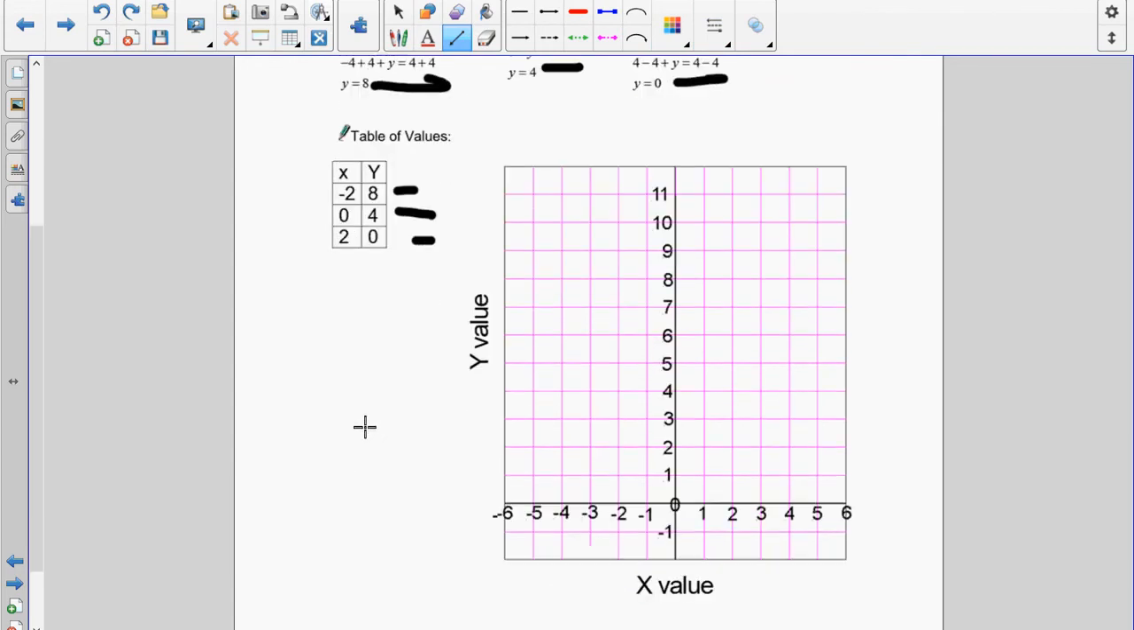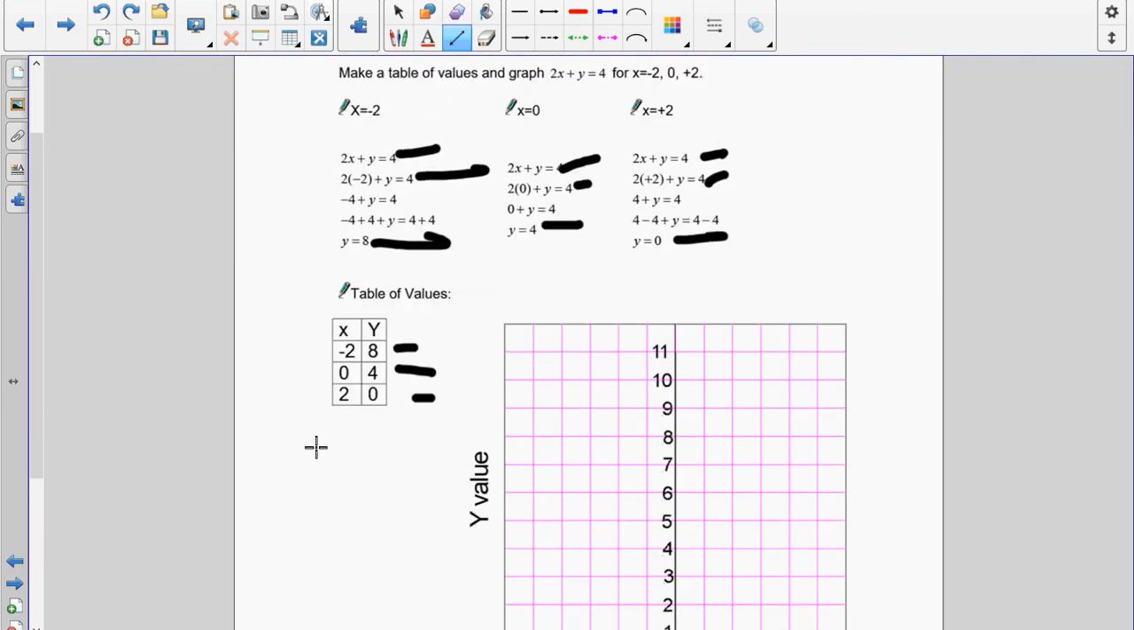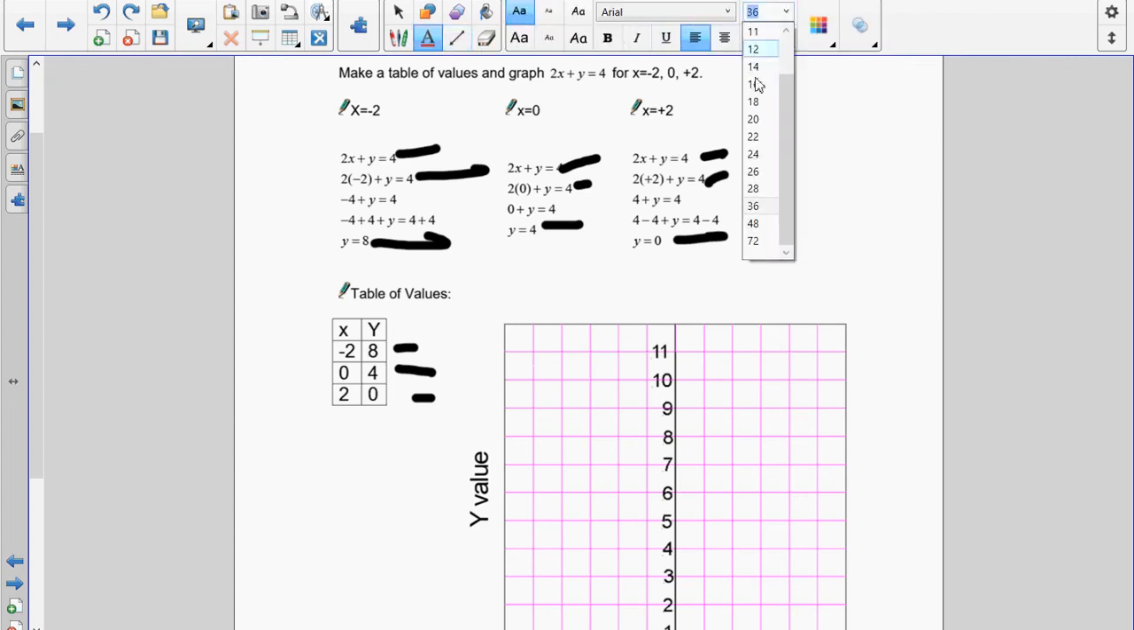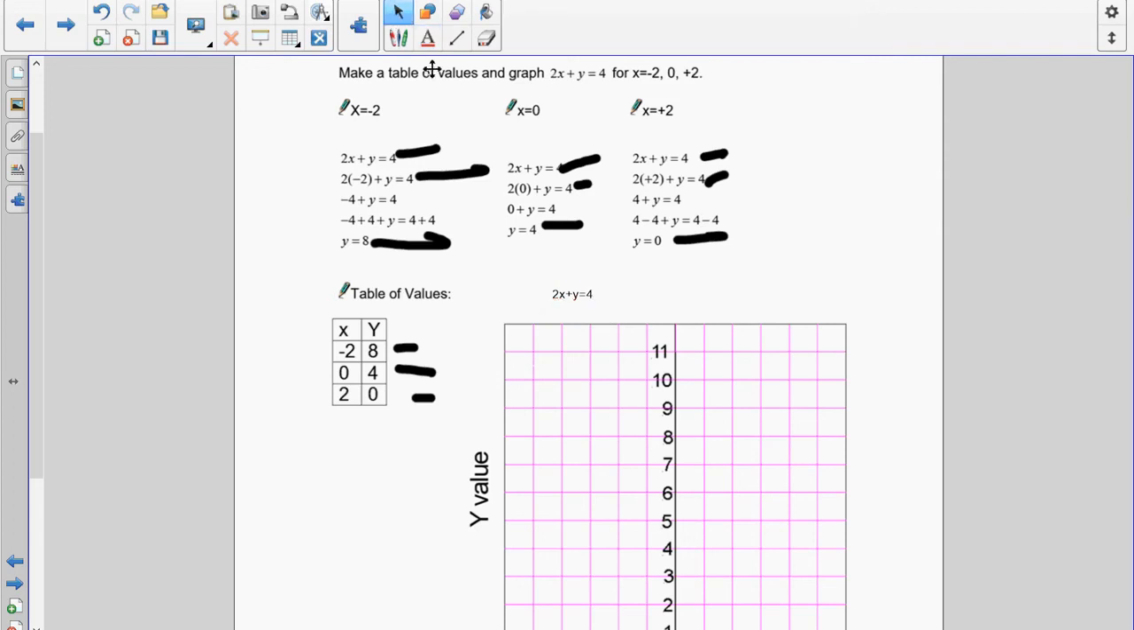So if we have to graph an equation, I can't remember if I told you this on the previous one, but remember this. First thing you need to do is write the equation that you're graphing as your title. Let's go to 14. So this is 2x plus y is equal to 4. So there's my graph right there.